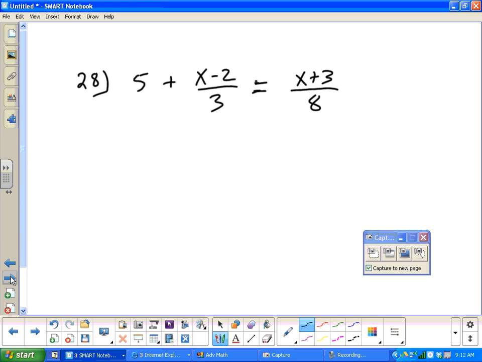Notice there's no variables in the denominator. That's why you didn't have to worry about it on this problem. Okay, you just solved this one. So again, we're going to multiply by our common denominator. Well, now we've got 3 and 8, so 24 is our common denominator.